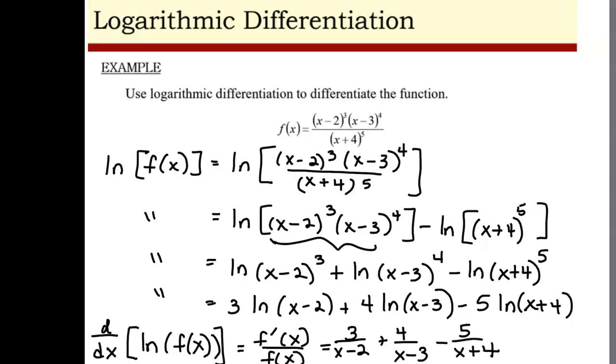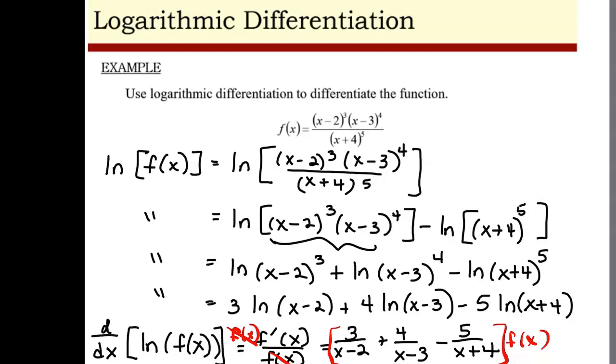The only thing that remains now is to solve for f prime of x. We can do that by multiplying through by f of x. So we multiply this by f of x, and this by f of x. The f of x on the left divides out, leaving us with f prime of x, which is what we're looking for.